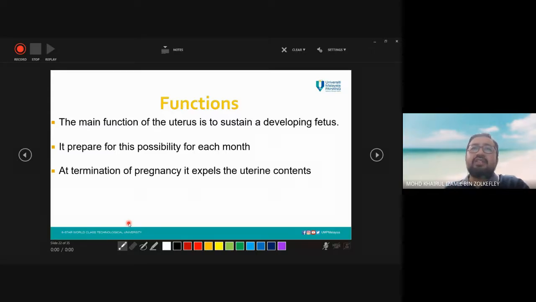So the main function of the uterus is to sustain a developing fetus, tempat untuk bayi itu duduk lah. It prepares for this possibility each month. Maknanya, saya cakap tadi, kalau tak ada fertilization occurred, okay, the endometrium dekat uterus tu dia akan rupture. Rupture itulah yang akan berlakunya menses lah. Darah akan keluar sebab actually benda-benda tu semua adalah penyediaan untuk bayi melekat. Tapi kalau tak ada bayi melekat, barulah benda tu rupture, jatuh dan darah keluar. Okay. That's how menses occurs lah. Okay. At termination of pregnancy, it expels the uterine contents.